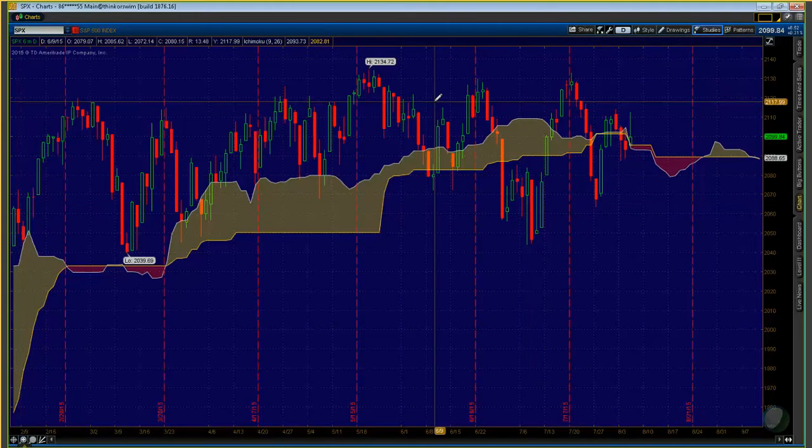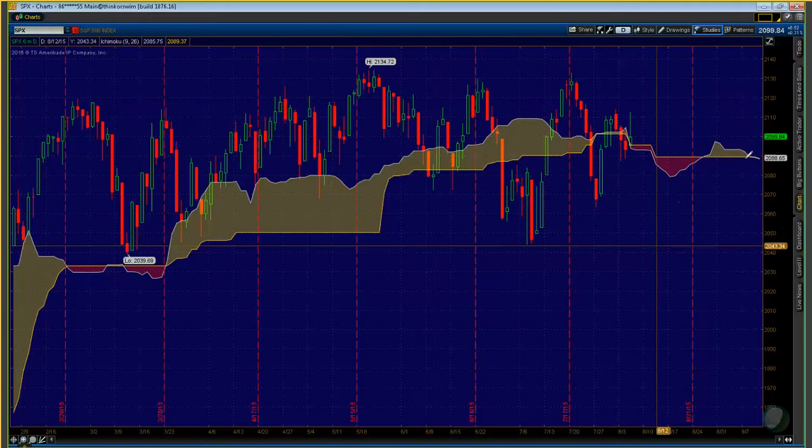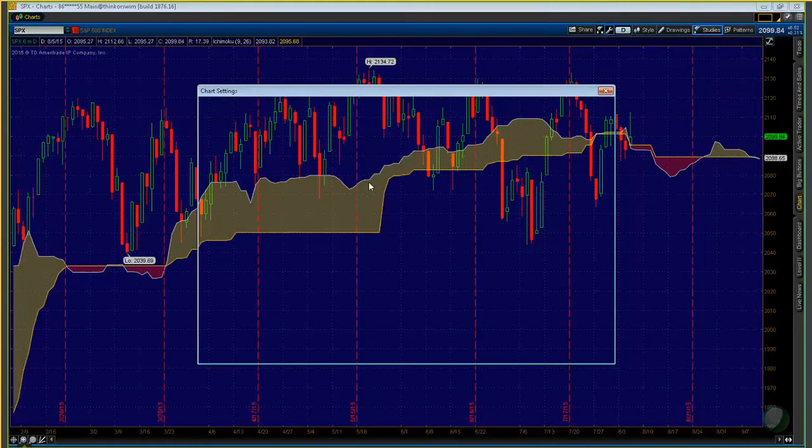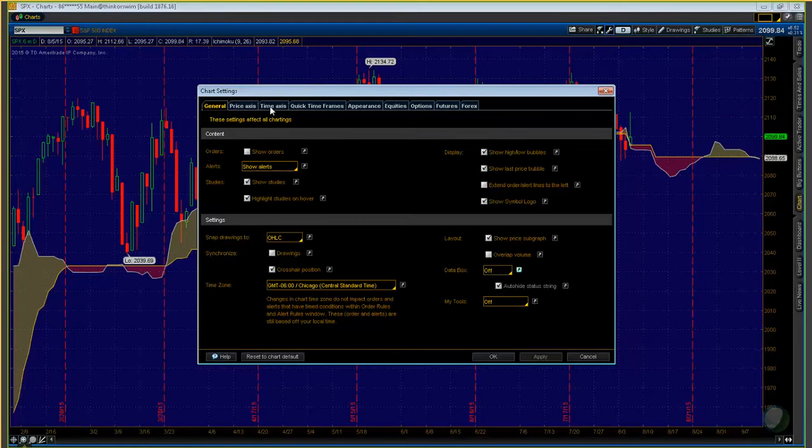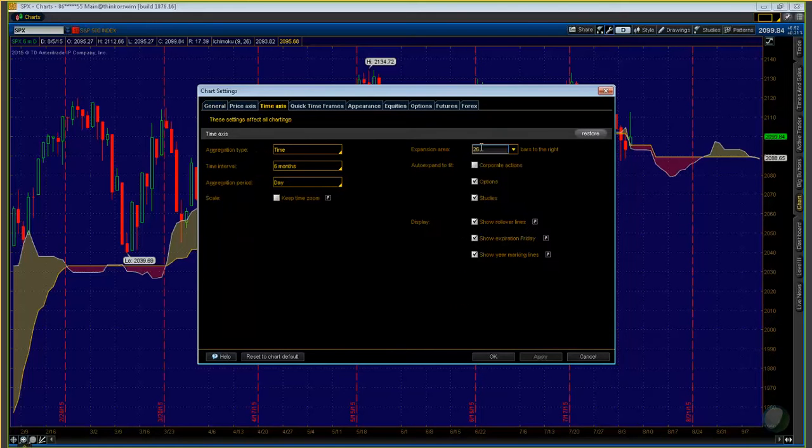Now, the leading Kumo and these moving averages are projected 26 days into the future. So when you set up your chart, you want to make sure that you expand the time axis to show 26 periods to the right of price action.